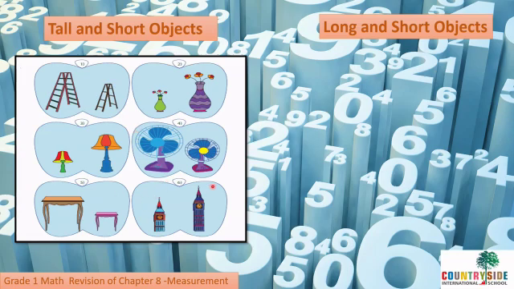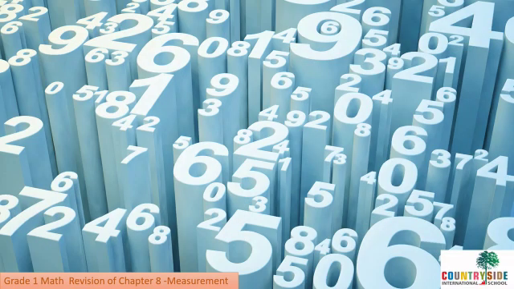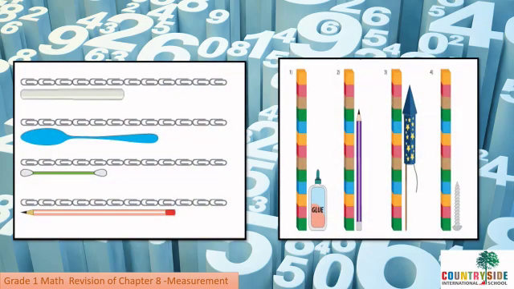Now let us look at the long and short objects. This pencil is long, this pencil is short, this eraser is short, this eraser is long. This scale is longer than this scale, right? And this crayon is shorter than this green crayon. Now let's measure the length and the height of these objects by using different things.